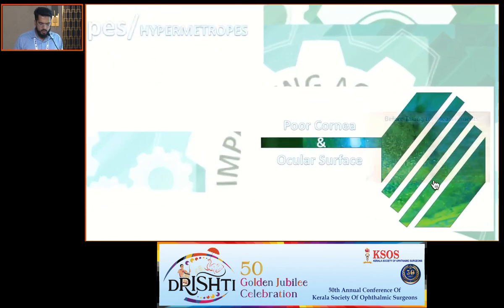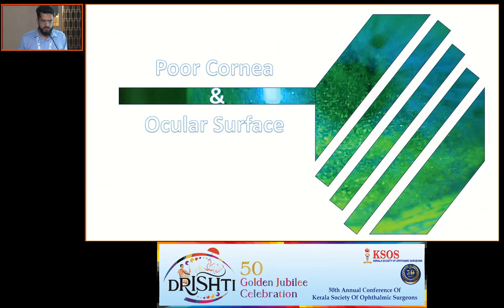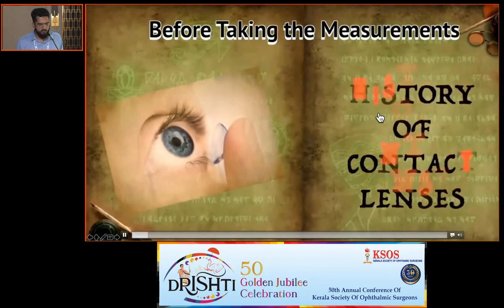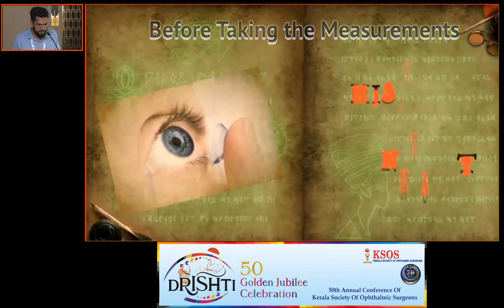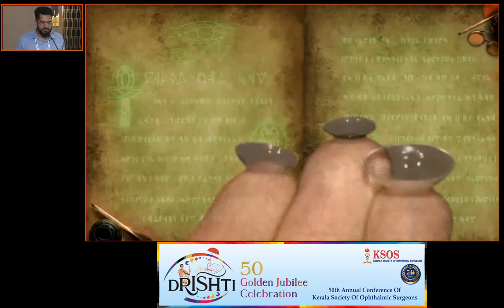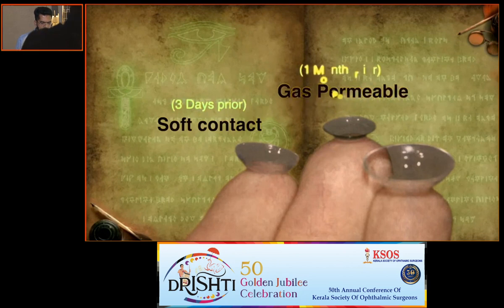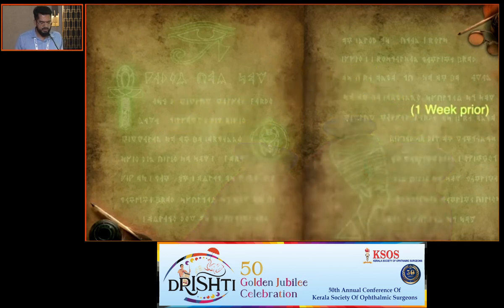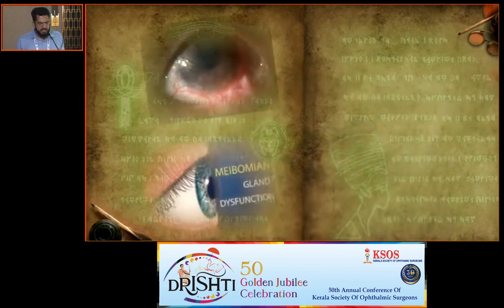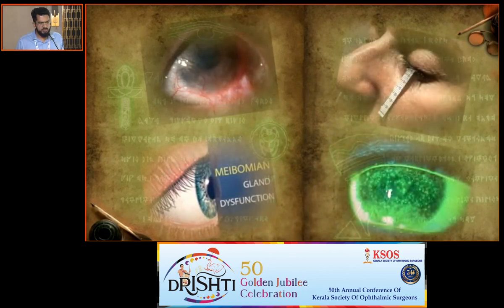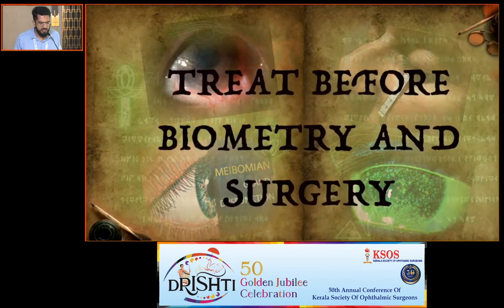So to begin with, when you're seeing a poor cornea or a bad ocular surface, we always have to keep a history of whether the patient has been using contact lenses. If the patient is on soft contact lenses, we have to ensure that they have removed the soft contact lenses for the past 3 days. If the patient is having rigid contact lenses, it should be removed for at least 3 weeks. And if it's toric, it has to be removed at least 1 week prior. And if the patient is having meibomian gland dysfunction, bad dry eye or SPKs, make sure this is treated first and then biometry is advised.